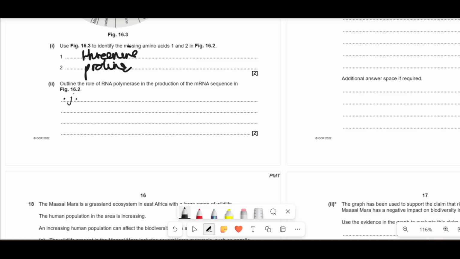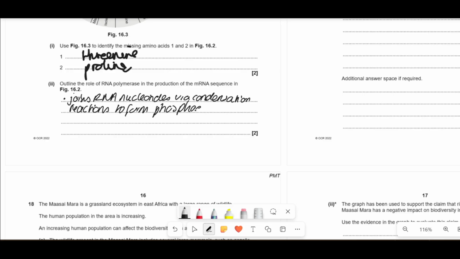It joins RNA nucleotides via condensation reactions to form phosphodiester bonds between them. So it's between a nucleotide and the next nucleotide next to it, not between the two, like for example AT here and AT and CG. That is complementary base pairing due to hydrogen bonds. You're not joining them like that, you're joining them this way. So make sure you make that really clear.